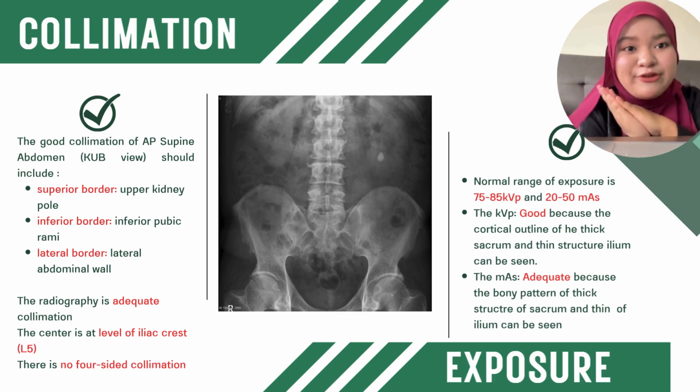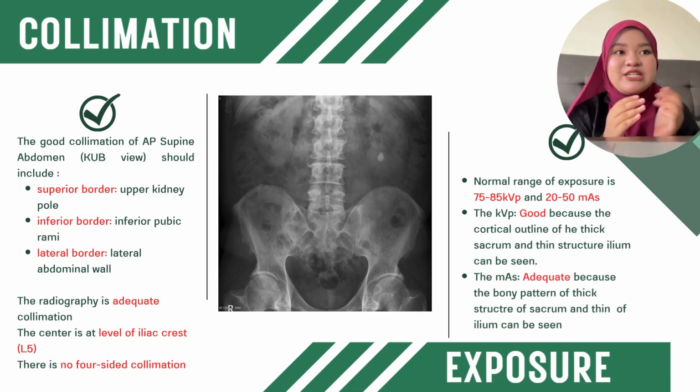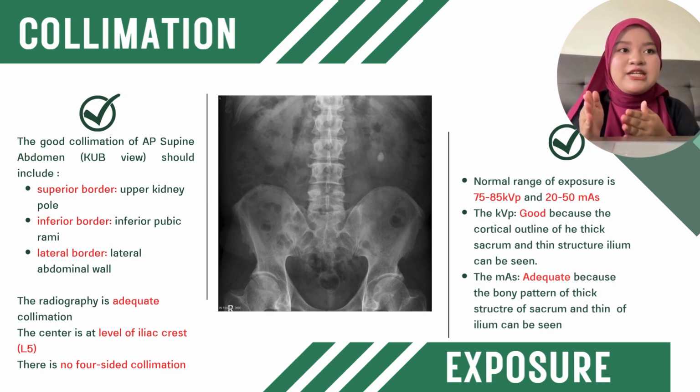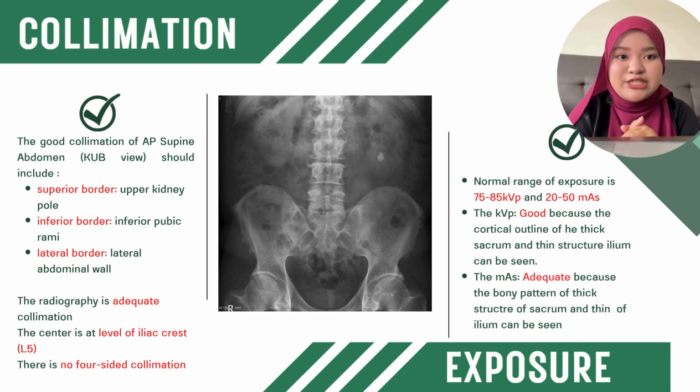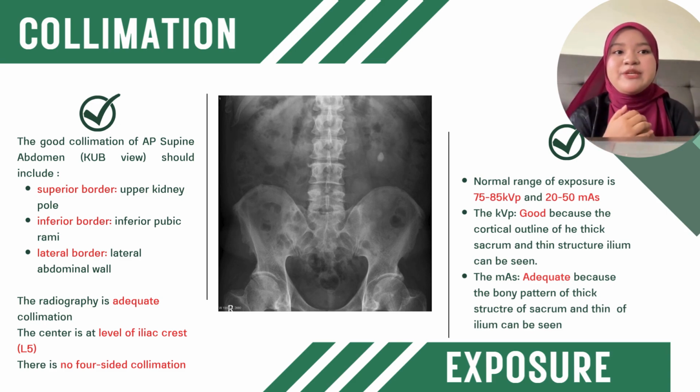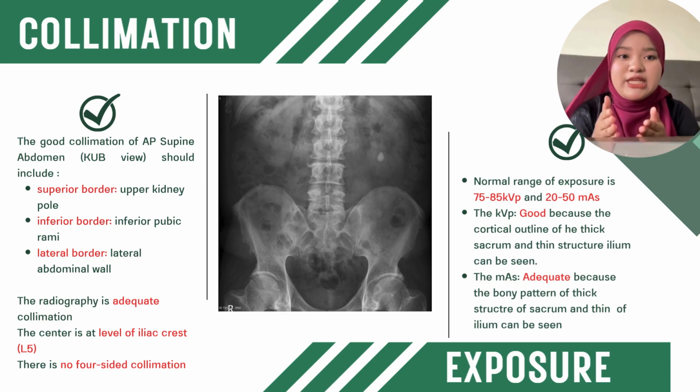And we have E, which is for exposure. The normal range of exposure is 75 to 85 kVp and 20 to 50 mAs. The kVp for this radiograph is good because the cortical outline of the thick sacrum and thin structure of the ilium can be seen, and the mAs is adequate because the bony pattern of the thick structure of the sacrum and also the thin structure of the ilium can be seen.